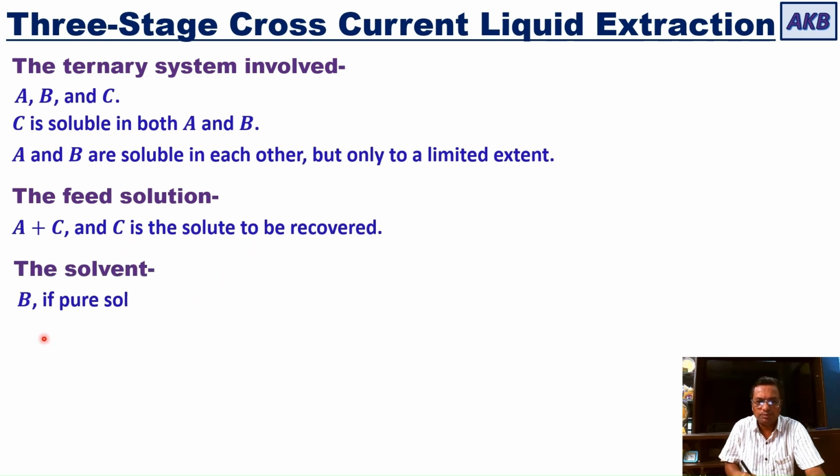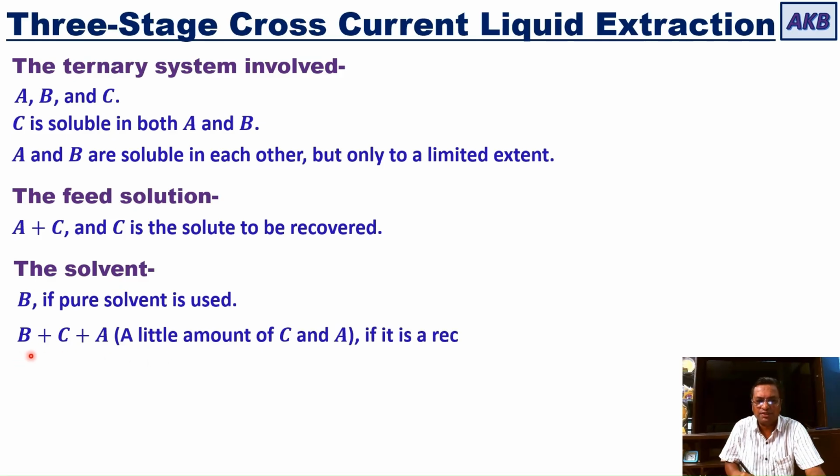The solvent is B. If you are using pure solvent, then it will be just B. And if you are using a reused solvent, it will contain all the 3 components, that is B, C and A, where A and C will be present in little amounts. So if you are using a recovered solvent, then all the 3 components will be present. A and C will be present in minor quantities.